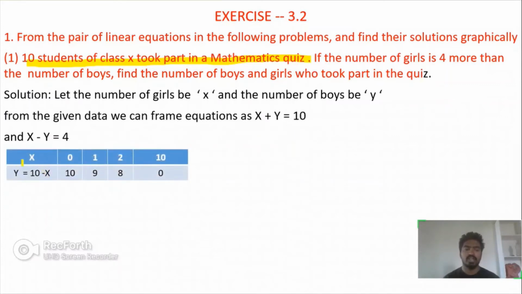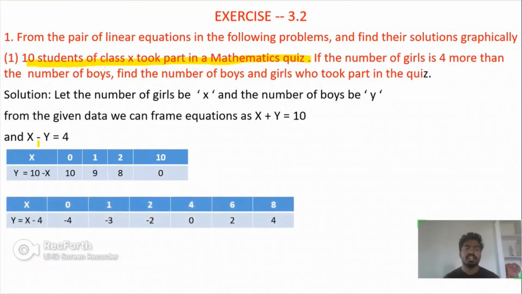Now, I can frame a table using some values. If I take x equal to 0, I substitute the value of x in y is equal to 10 minus x. Then the corresponding value of y becomes 10 minus 0, which is equal to 10. Similarly, when we take x as 1, the corresponding value of y is 9. When x is 2, y is 8. If we take x as 10, the corresponding value of y is 0.